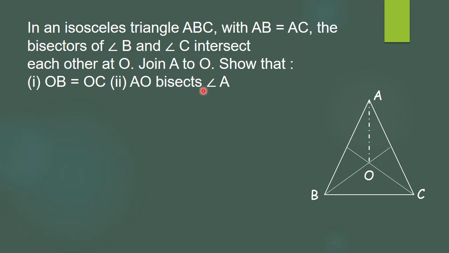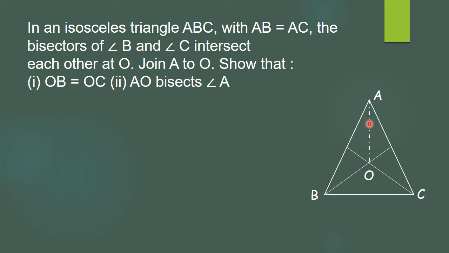As it is an isosceles triangle, the triangle is ABC, and the sides AB and AC are equal. Then the bisector of angle B. What is meant by bisector? It divides angle B into equal halves. So we will draw a line through B that divides the angle into equal halves. In the same way, from C we will draw its bisector, and where they intersect is O.